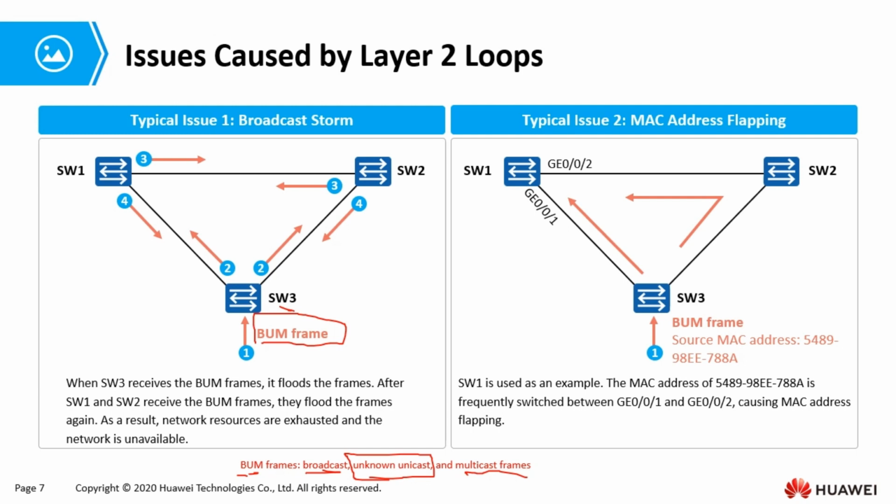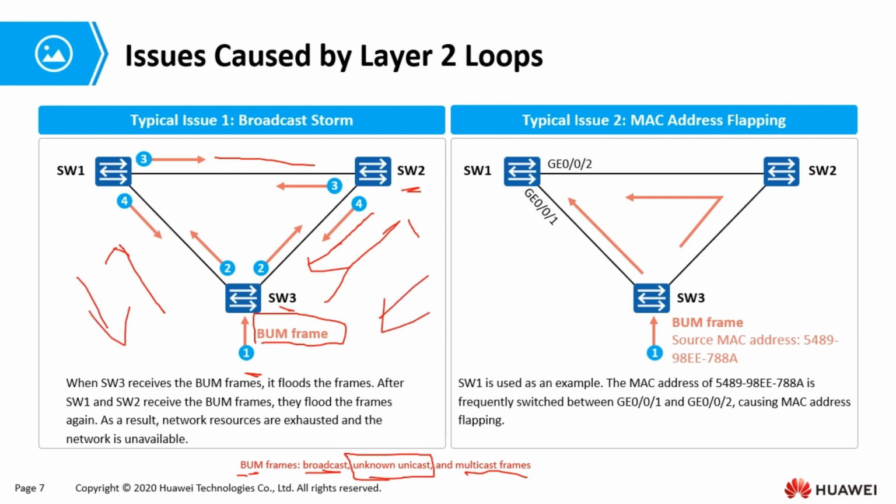So what happens? Let's see here. If switch 3 receives the BUM frame, it will broadcast. Then when switch 2 receives the BUM frame, what happens? It also doesn't know who the receiver is, so switch 2 will also broadcast to switch 1 and switch 3. When switch 3 receives the broadcast frame again, it will broadcast again to switch 2 and switch 1. Switch 2 and switch 1 receive it again, don't know the destination, and broadcast again.